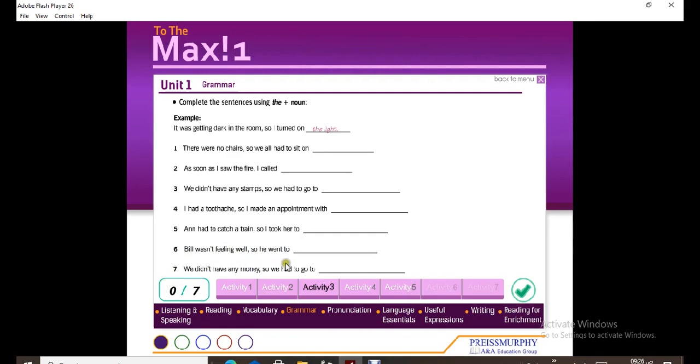This is number 7. We didn't have any money. If I don't have any money, where can I take my money from? So we had to go to the bank. Or you may write any name. Maybe you go to take from your father, or from any place. Okay. Now there remain 8, 9, and 10. Try to do them alone as homework, and I'm going to check these.